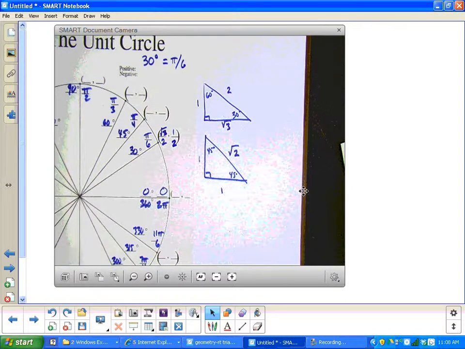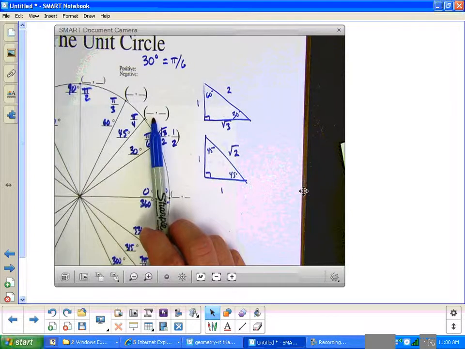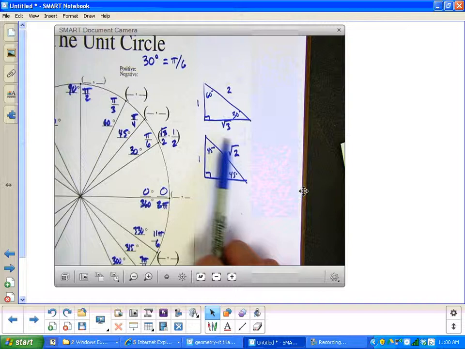Now let's do 45. I'm going to give you a better way. You can do it by your triangles, but I'm going to show you a little trick in just a minute. The reason why I'm doing the triangles is so you can see where these numbers come from.